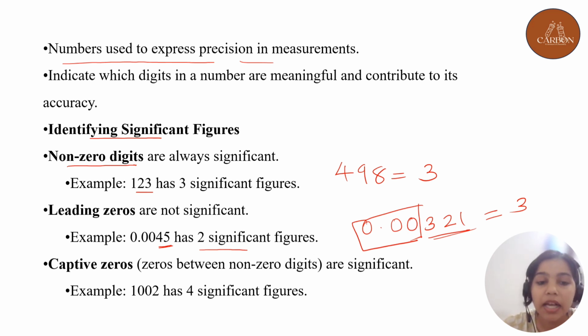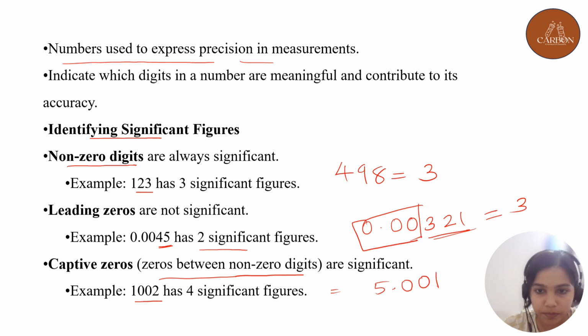Then the third one, captive zeros. What does the term captive mean? Captive zeros are zeros between non-zero digits, and they are always significant. So in 1002, the two zeros lie between two non-zero digits. These captive zeros always count, and here there are four significant figures.